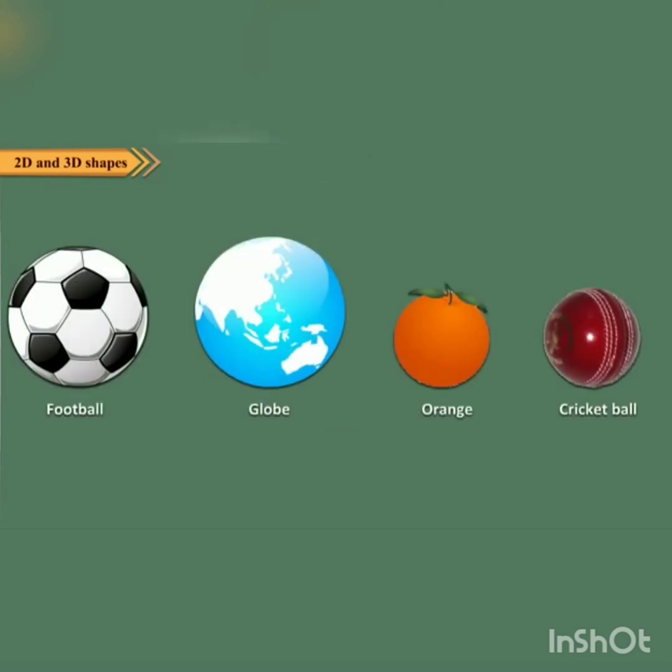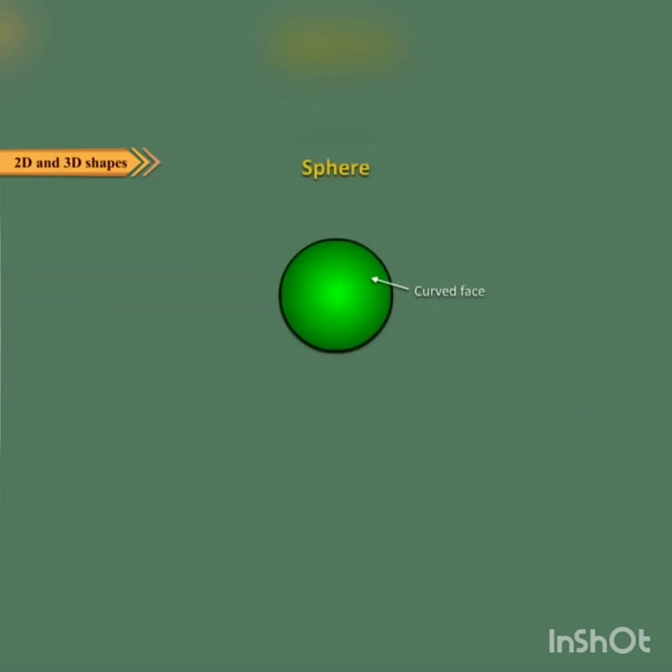And then look at these objects. We are very familiar with these objects: football, globe, orange, cricket ball. So these objects are called spheres. A sphere has only a curved shape, one curved face, no vertices, no edges.